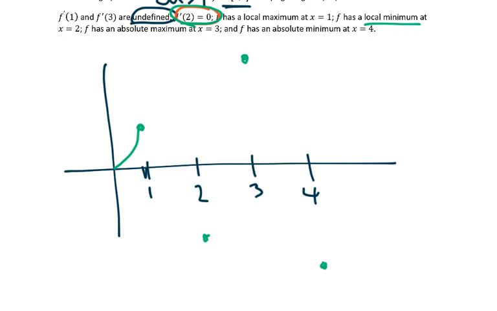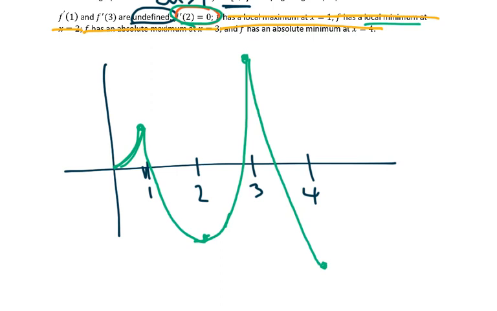Alright, so let's check off what we've got here. So I've taken care of local min at 2, I've taken care of absolute max at 3, and absolute min at 4. Oh, and I also have local max at 1. So really we need to make sure that at 1 and 3 it's undefined, so I have to have my cusps in there somehow. So this is going to be a cusp like this. Now it's not undefined at 2, so I'm going to round that out a little bit to make it more of a U shape. But at 3 it's undefined, so I'm going to make it a cusp and then down.